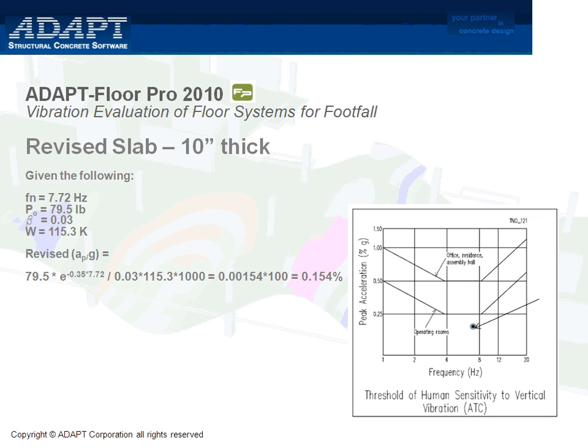Reviewing the ATC chart again, we can see now that this value falls below the threshold for operating rooms and other sensitive facilities. The increased 10 inch thick slab has provided a suitable solution and an acceptable design for vibration for this particular model. This will conclude the tutorial for vibration in Adapt Floor Pro 2010.